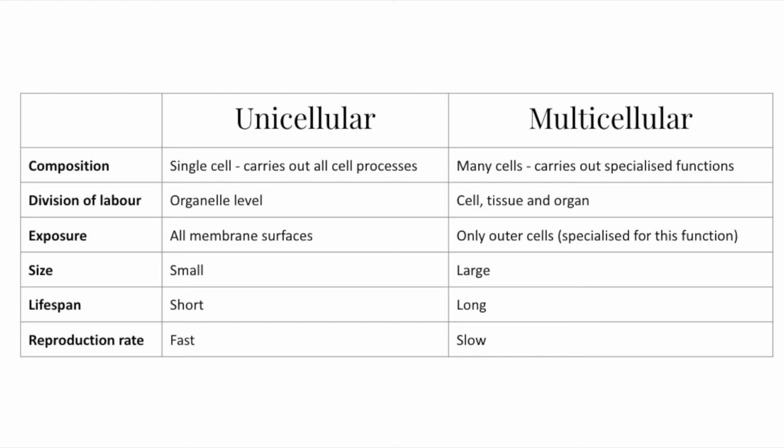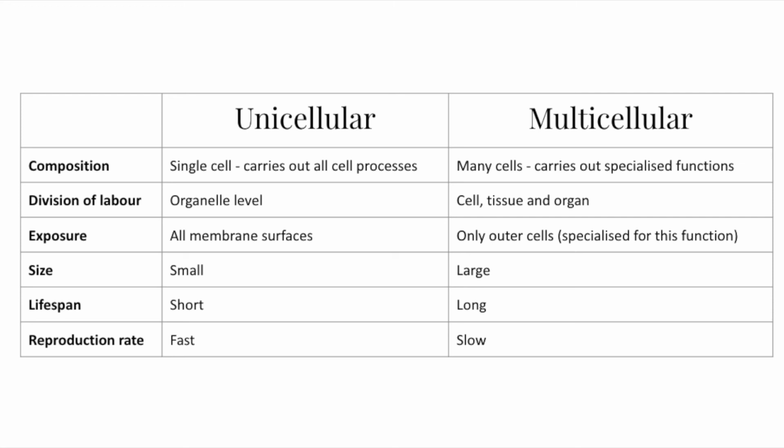Unicellular organisms rely heavily on the cell membrane to control the movement of materials in and out of the cell, as it is all exposed. Whereas in the multicellular organism, only the outer cells, which are specialised, are exposed. Unicellular cells are smaller due to being generalised and require a quicker diffusion rate due to completing all metabolic processes. Multicellular cells can be large due to having specialised functions and having bulked metabolic processes being carried out.